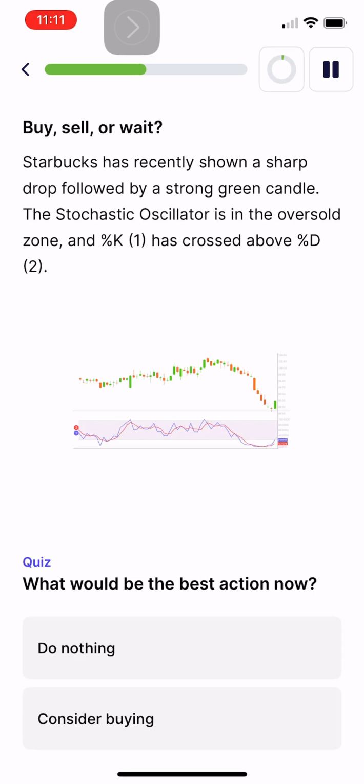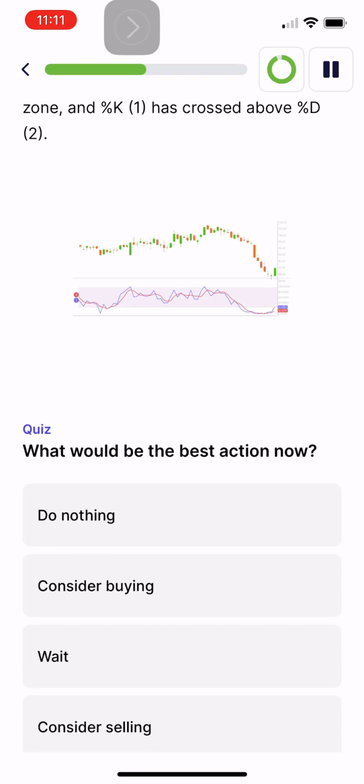Buy, sell, or wait. Starbucks has recently shown a sharp drop followed by a strong green candle. The stochastic oscillator is in the oversold zone, and %K has crossed above %D. What would be the best action now? Do nothing, consider buying, wait, or consider selling.